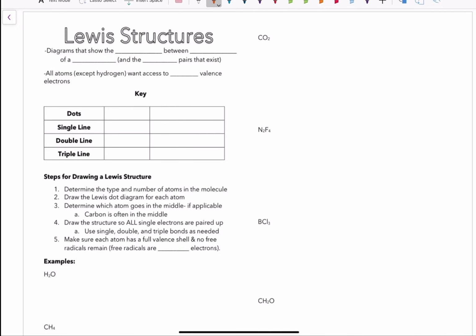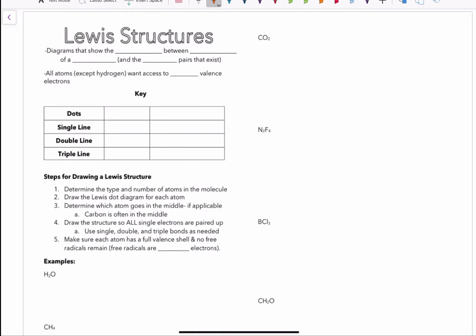This video is going to go over how to draw Lewis structures for compounds that follow the octet rule. So we're going to start off and talk about what a Lewis structure is, the different parts of it, go over the steps of how to draw it, and then we're going to actually start drawing them together. So by the time you are done with this video, you will be able to draw Lewis structures.